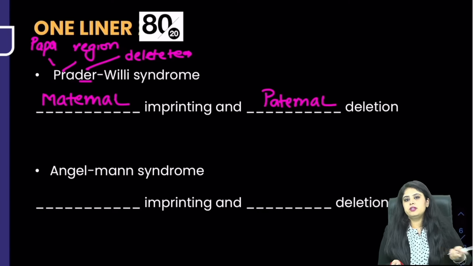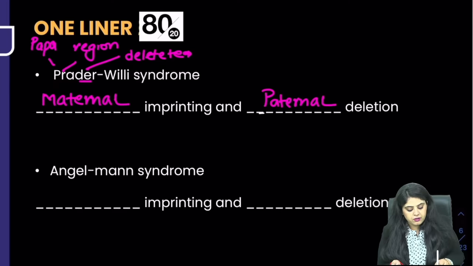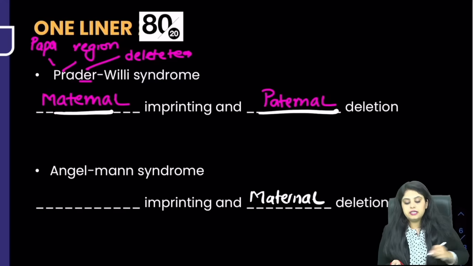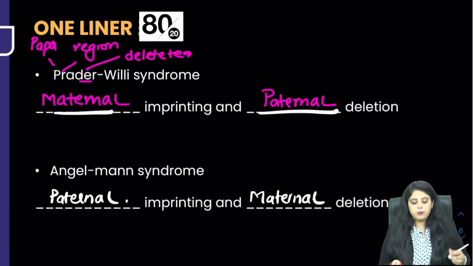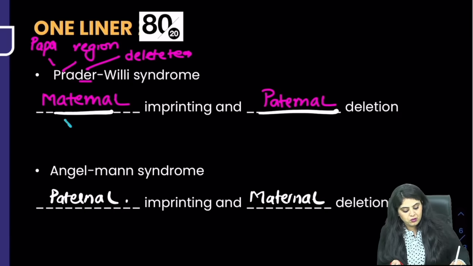And Angelman, you do it opposite. So in Prader-Willi, if there was paternal deletion, in Angelman, there will be maternal deletion. And in Prader-Willi, if there was maternal imprinting, then in Angelman, there is going to be paternal imprinting. Very good. But what is common? Excellent. Sometimes I feel we are working like telepathy. You know what I'm gonna ask you.